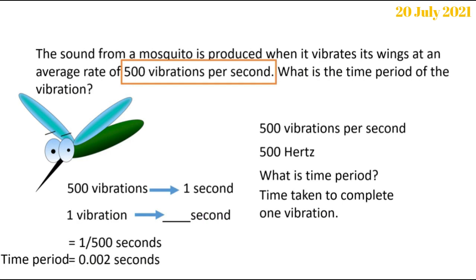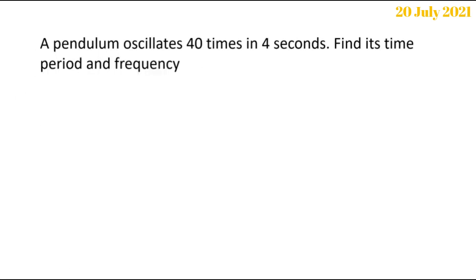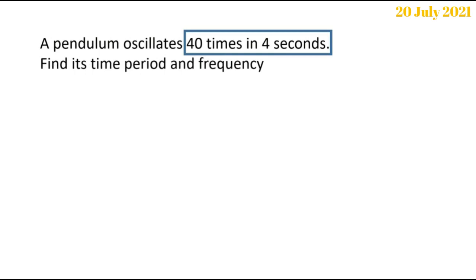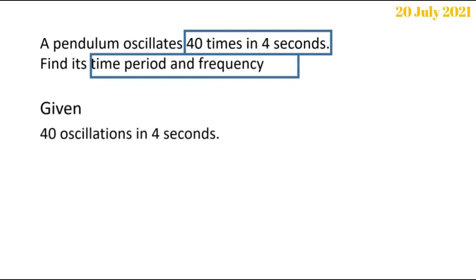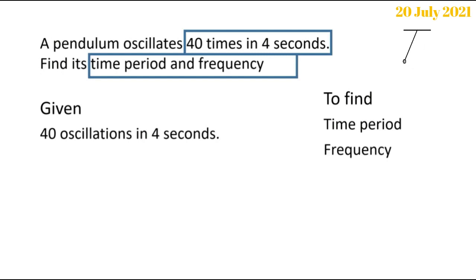We'll go for the second question. A pendulum oscillates 40 times in 4 seconds. Again, pendulum question. Find its time period and frequency. Here we have to find both time period and frequency. And what is given? 40 times in 4 seconds. And what is to find? Time period and frequency. So given is 40 oscillations in 4 seconds. Right? And to find time period as well as frequency.